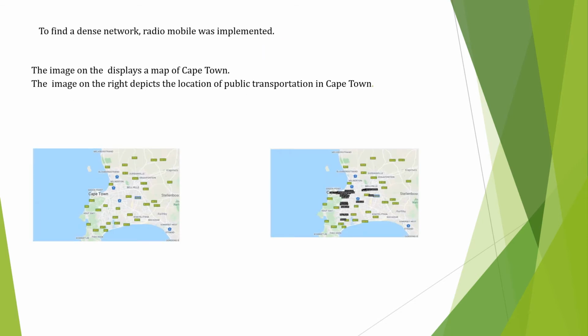To find a dense network, I implemented a Radio Mobile, and after that I imported the data. These images below are the images that I got after I imported the data of public transportation in Cape Town. The first image on my left side displays a map of Cape Town, which I'll use to find the public transportation, and the image on my right shows the location of the public transportation in Cape Town.